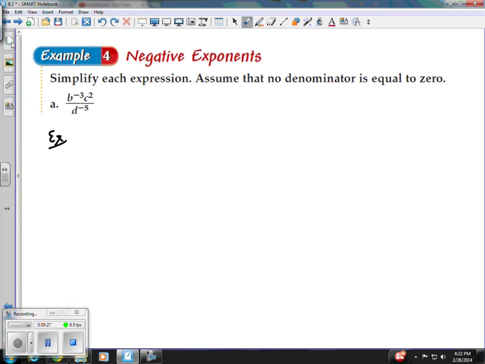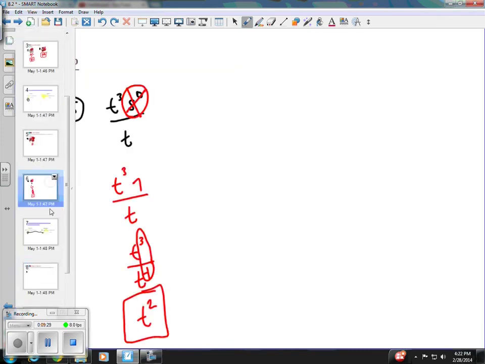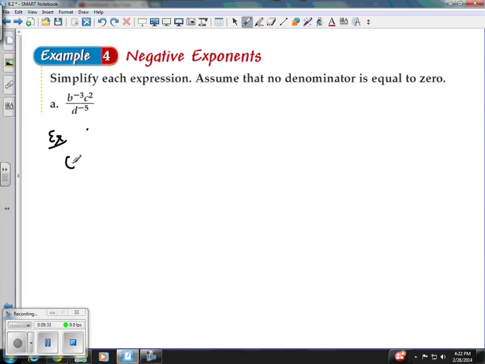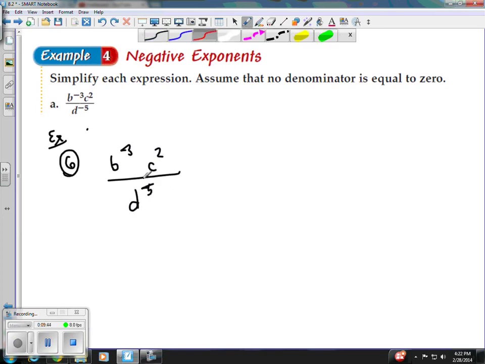So example, don't remember what number we're on, so this will be example 6. We have b to the negative third, c squared, over d to the negative fifth. So that fraction bar tells us we're dividing, but we look, I have b to the negative third. Do I have any other b's? Nope, so he's just by himself. So now we're going to simplify and say b to the negative third.